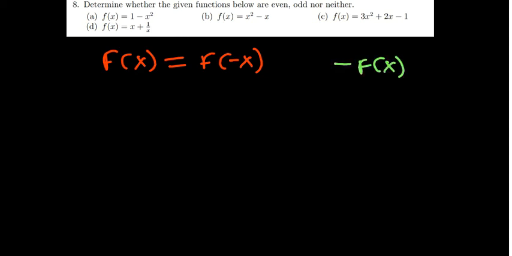Question 8, we need to determine whether the given functions below are even, odd, or neither. The basic argument here is, for an even function, the function itself should be equal to the function of the negative value of x. Meaning that for an even function, it doesn't matter whether you are working with a positive or a negative value, the function behaves the same way. For an odd function, the negative of a function is equal to the function of the negative value of x.